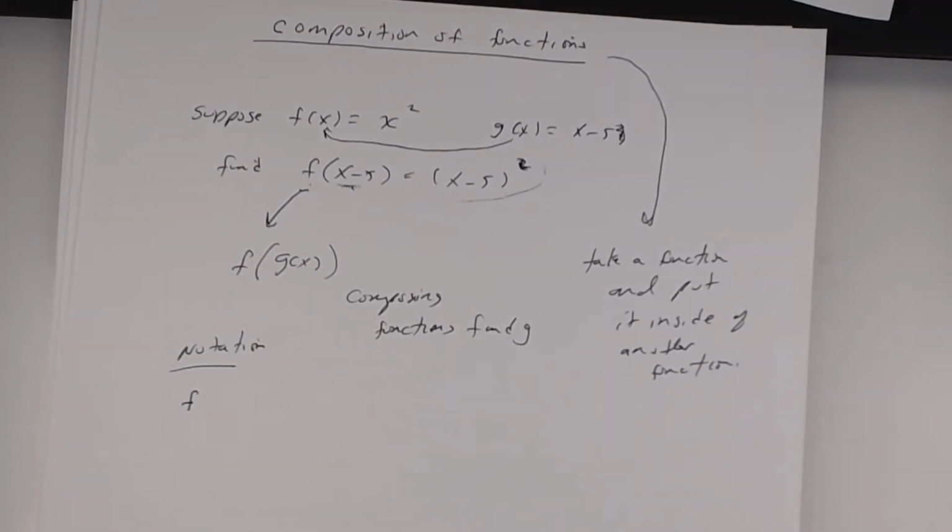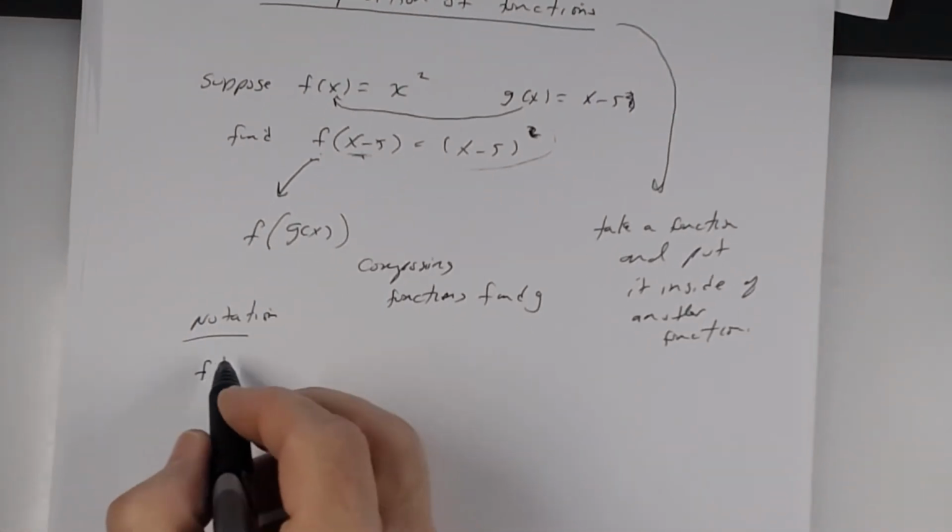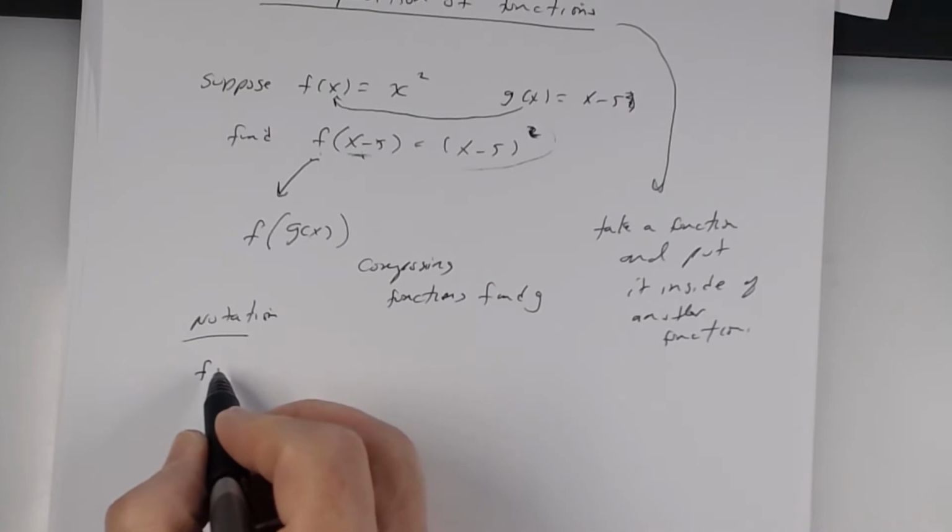I'm not combining f and g. Combining uses which operations? Addition, subtraction, multiplication, and division. That's not what this is. This is just taking a function, putting inside of another. That's composition. Now here's your notation though. All right, so you can see it written like this. F, now the symbol for composing is an open circle. Looks like this.